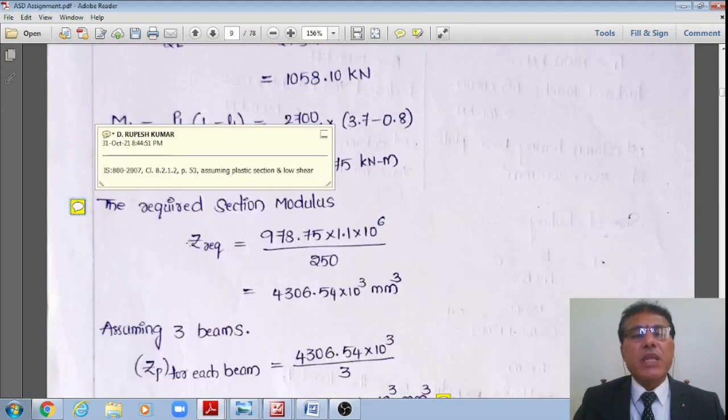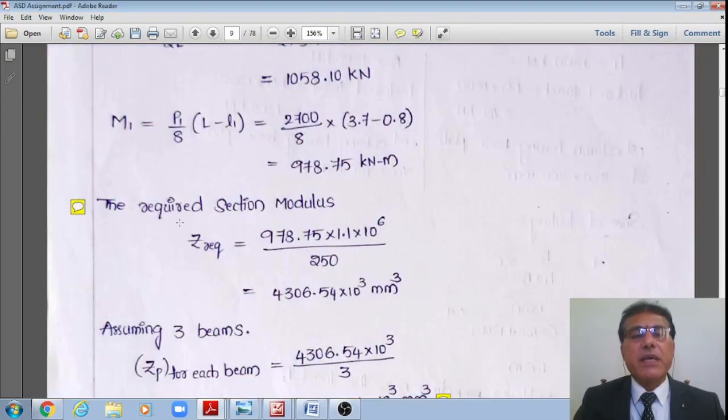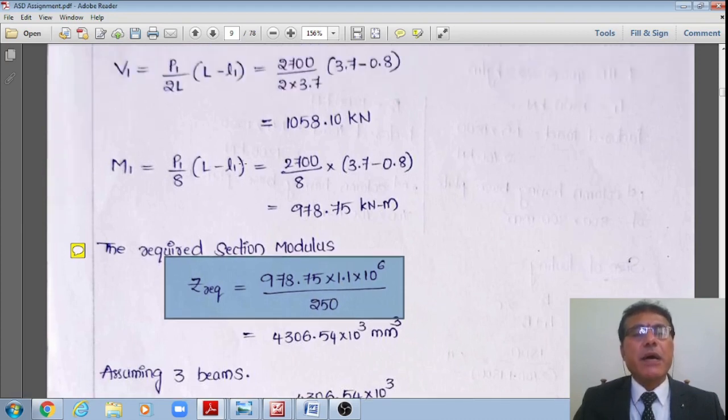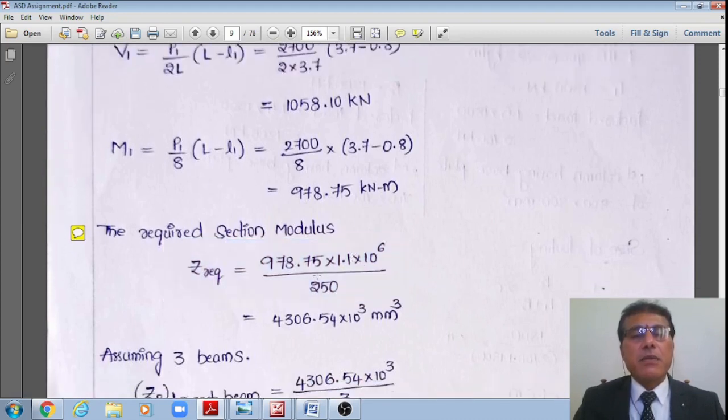Hence, now I'll say that section modulus required ZP is equal to how much. Therefore, substituting the numeric values, MU is equal to 978.75 into 10 to the power 6 multiplied by, for plastic section, beta is equal to 1, that divided by Fy divided by 1.1.